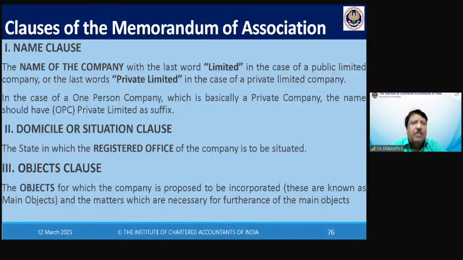Name clause. This will contain the name of the company with the last word limited in the case of a public limited company. See, in India, a public limited company does not have the word public. It says only limited, just limited. That's all. So the name of the company with the last word limited in the case of a public limited company. Or if it's a private limited company, the words will be private limited.